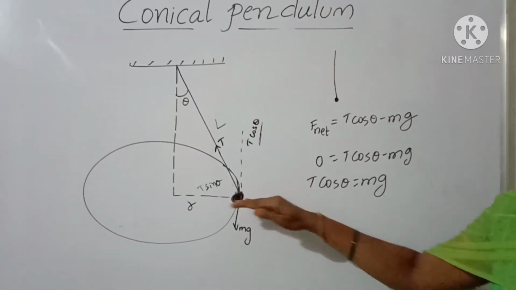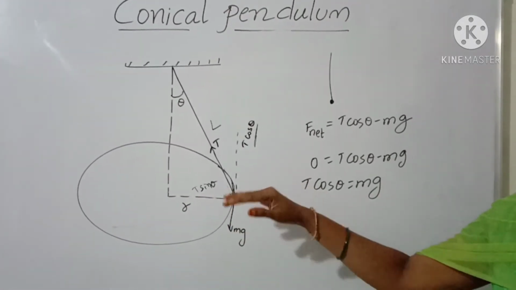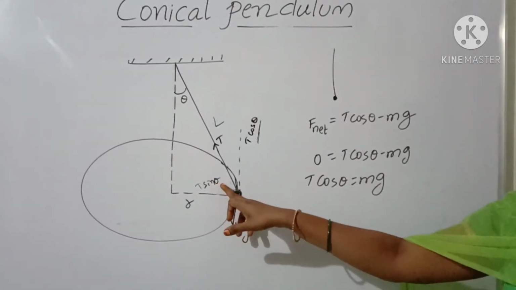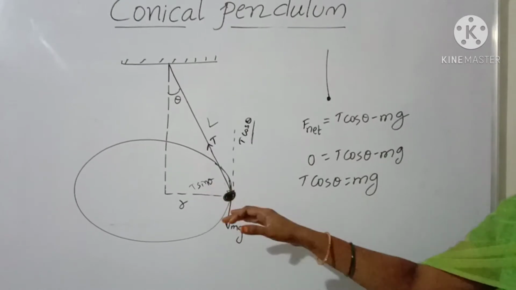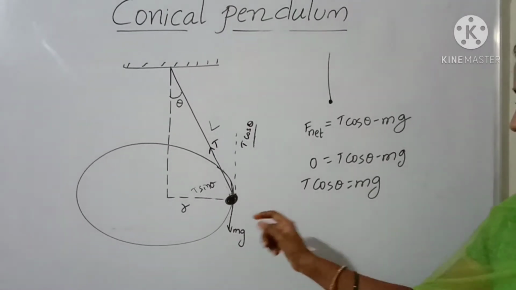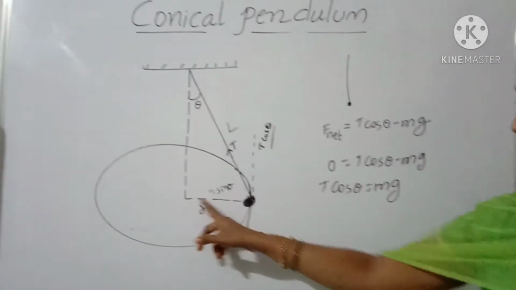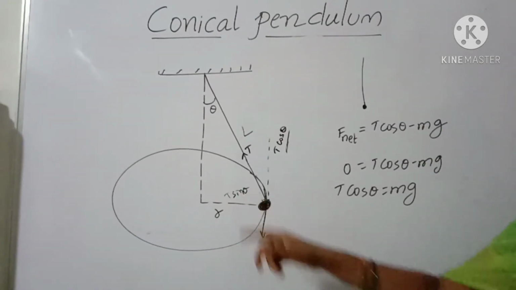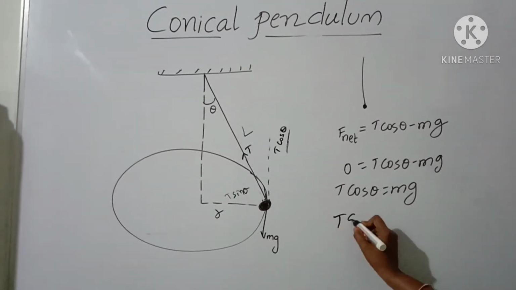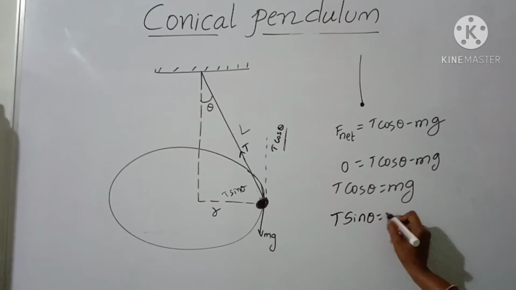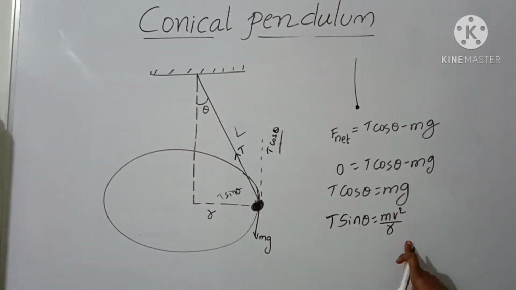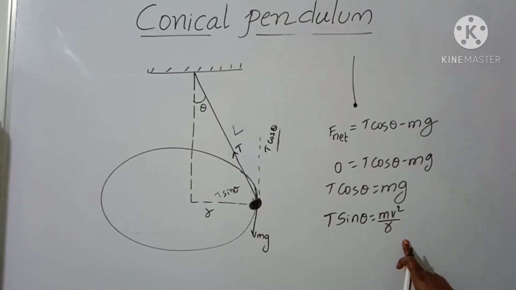Coming to the horizontal direction, how many forces are acting? In the horizontal direction T sin theta provides the necessary centripetal force. Already you know that the centripetal force is the force acting towards the center. So T sin theta is providing the necessary centripetal force. So T sin theta equals mv square by r. Here mv square by r is the formula for centripetal force.